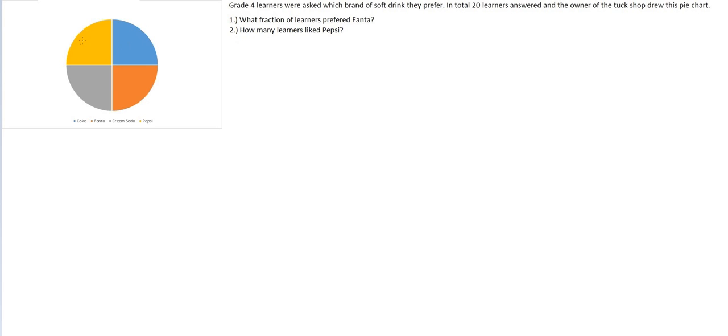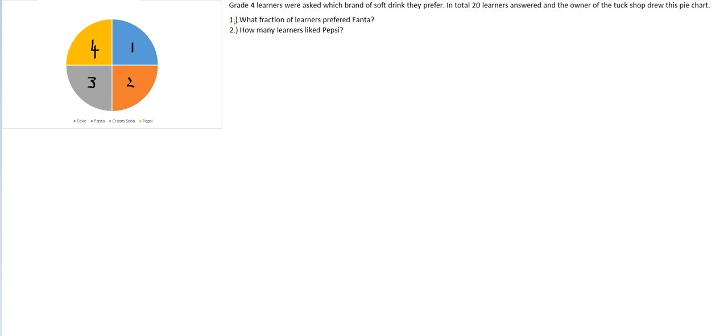Let's have a look at our pie chart. There's the pie chart, and I can see that it's divided into equal slices of pie. And each slice is for a different cold drink. The first one is the blue one for Coke. We've got an orange one for Fanta. There's a grey slice for cream soda. And a yellow slice for Pepsi. So our pie chart is divided into 1, 2, 3, 4 pieces.